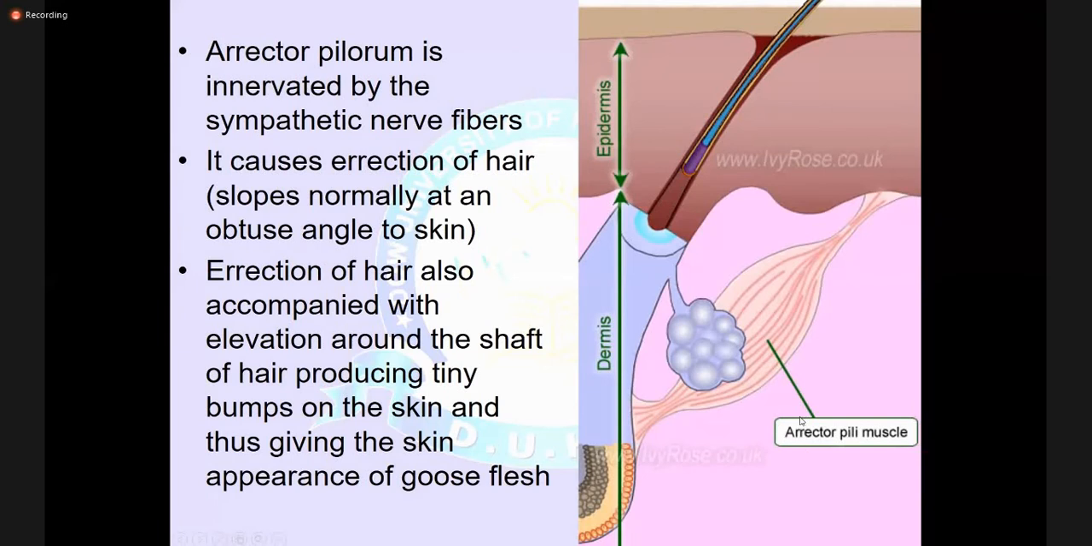Now, this is the erector pili muscle. This is the epidermis, this is the dermis, then this is the hair follicle and the sebaceous gland. The muscle is attached to the papillary layer of the dermis, and at the lower part it is attached to the middle of the hair follicle. It is innervated by sympathetic nerve fibers. It causes the erection of the hairs because they lie at an obtuse angle with the skin, and when the muscles contract, they cause the straightening of the hairs and the pores to open, giving the goose flesh appearance.